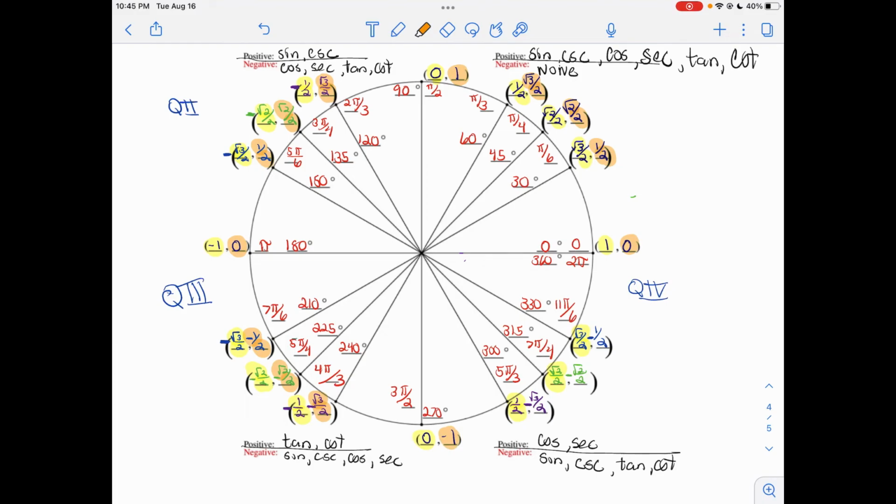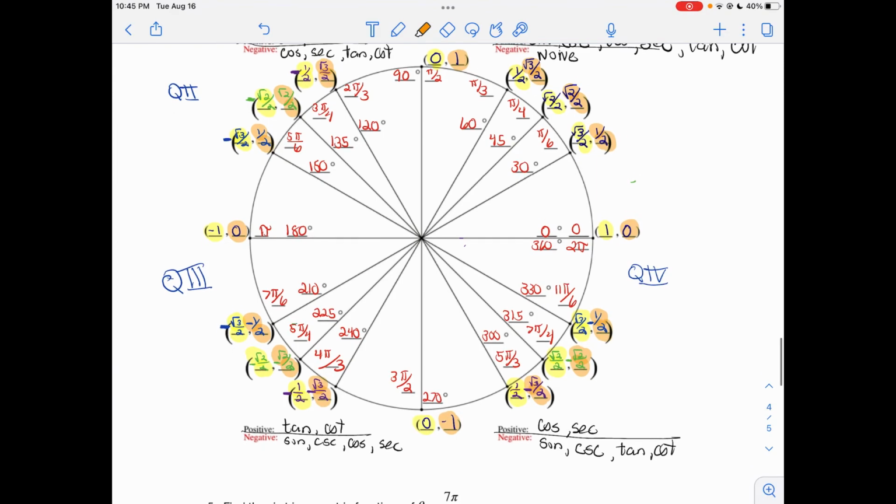The quadrantal angle is negative 1. Then 1, count up, then count down: 3, 2, 1. Take the square root, divide by 2. That's easy to memorize.